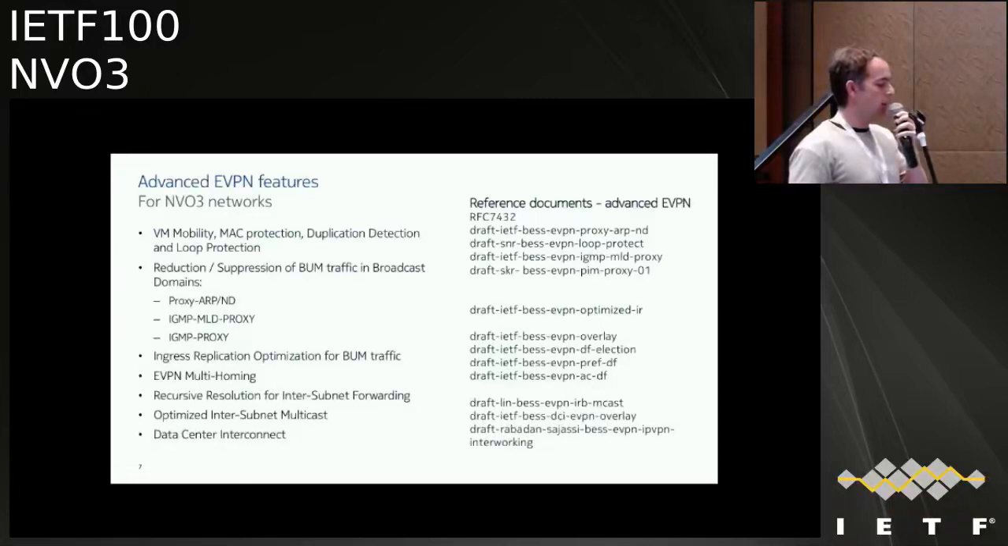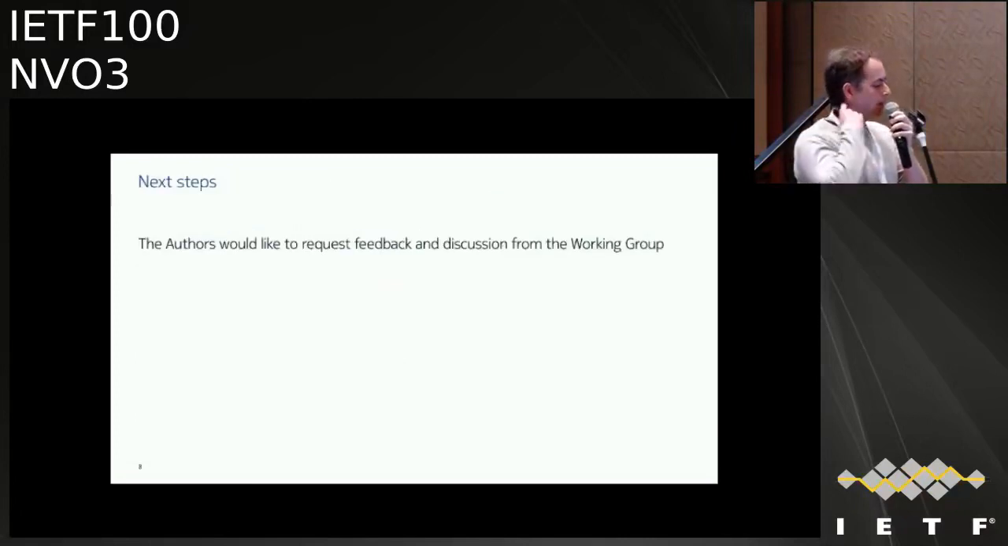Some of the things that we are describing in the draft is how to optimize ingress replication, how to tackle multi-homing, how to do inter-subnet forwarding with recursive resolution, even how to do inter-subnet forwarding for multicast traffic and DCI. And again, you have a long list of reference documents that you can check if you need to see the details. So that's pretty much it. So please read the draft, and the idea is that it has to be useful, and we would like to hear your feedback about it.